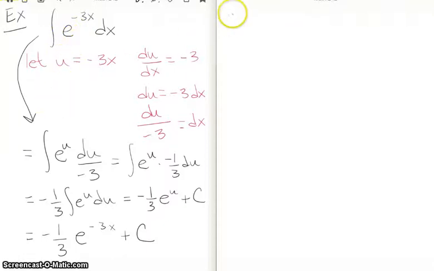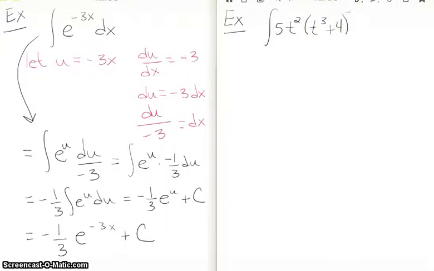Okay, let's try another example. In this one we've got 5t squared times (t to the third plus 4) all raised to the negative second power, and the variable is t. I think all of our previous ones have had x as the variable, but again, we can use whatever variable we want. It doesn't really matter.